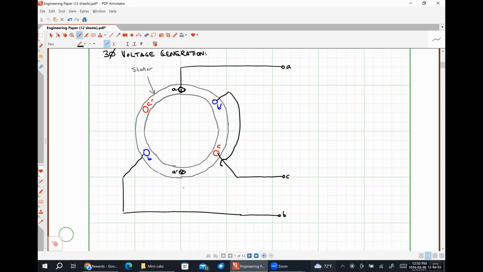So this is jumping over like so. This guy's jumping over like so. And then this guy right here would represent my neutral terminal. Okay, so here's the stator. Here are the electrical connections.